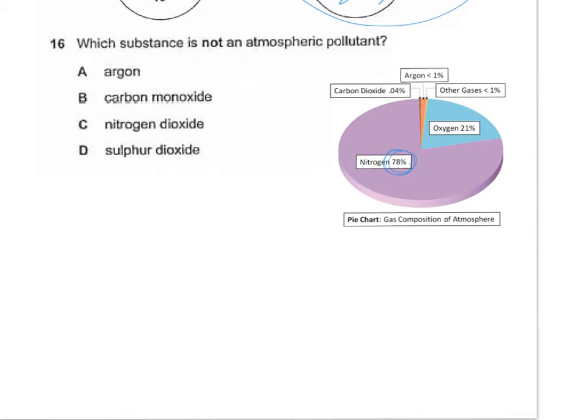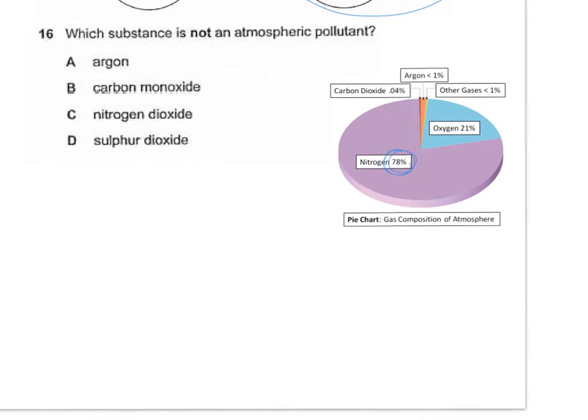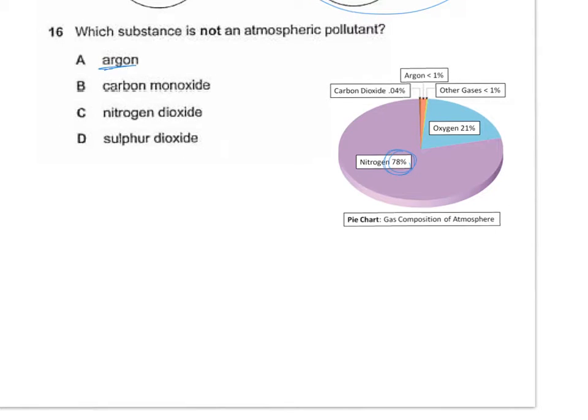Let's continue with question 16. Which substance is not an atmospheric pollutant? We can find argon is one of the rare gases. Okay, it's less than 1% in normal air. Carbon monoxide, nitrogen dioxide, and sulfur dioxide, now the new spelling with an F, SULFUR. All these are your atmospheric pollutants that we learned in the chapter of air. So answer for question 16 is definitely A.